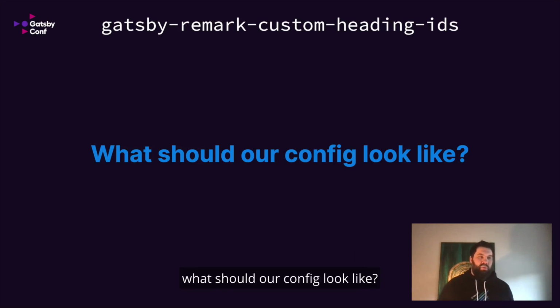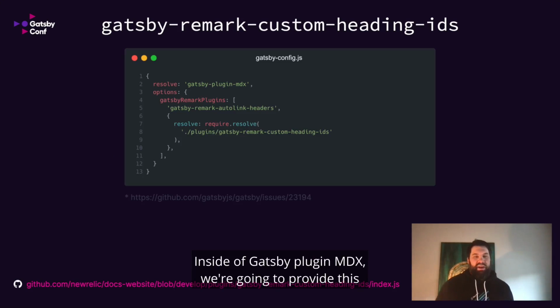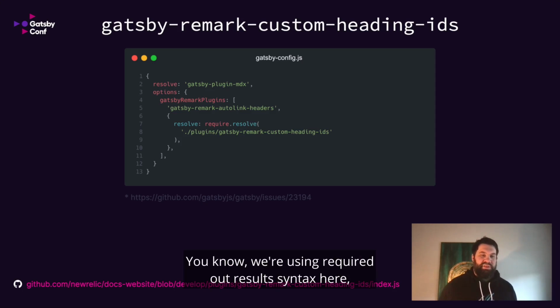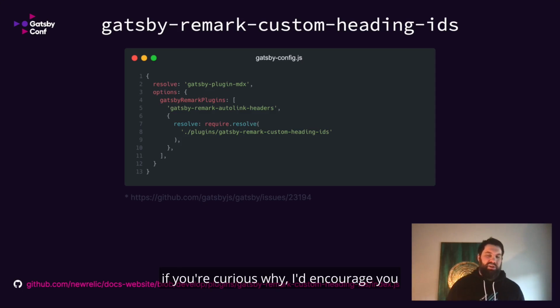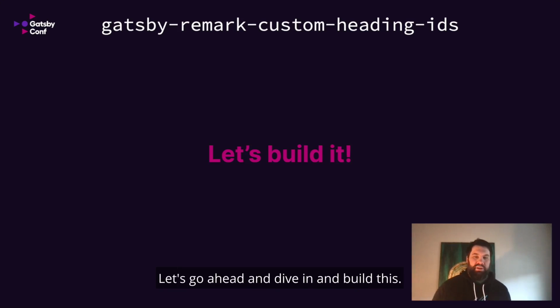So with that out of the way, what should our config look like? In this case, we're going to make it a little bit more simple. Inside of Gatsby plugin MDX, we're going to provide this as an option to Gatsby remark plugins. Now notice we're using require.resolve syntax here. If you're curious why, I'd encourage you to check out the issue listed here. Let's go ahead and dive in and build this.